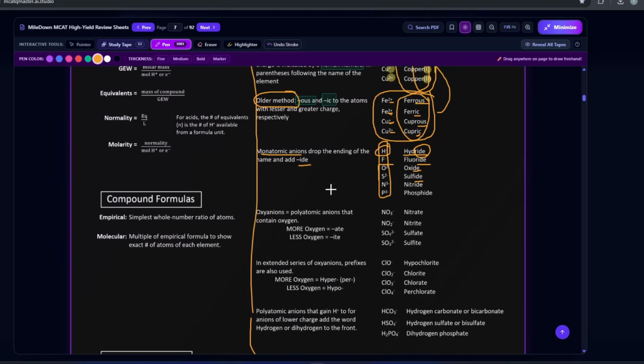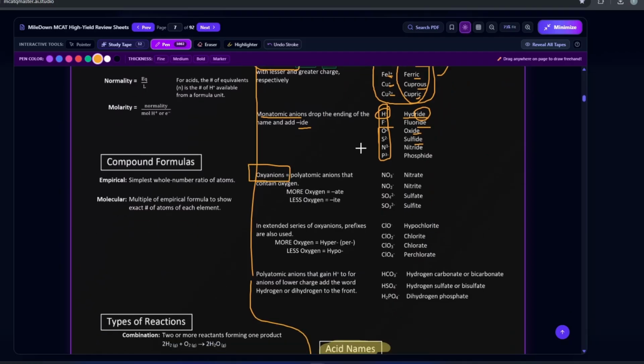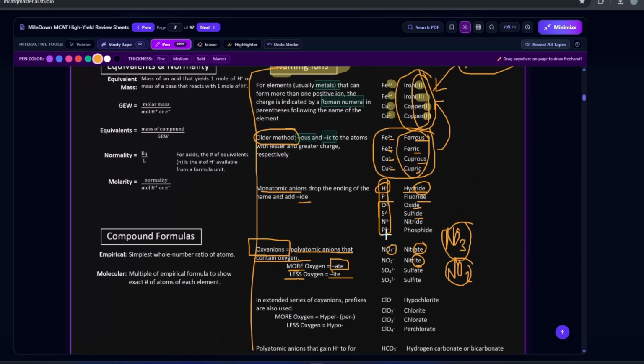all negatively charged. Now, oxyanions are polyatomic anions that contain oxygen. If you have more oxygen, you get "ate" as a suffix, and if you have less oxygen, you get "ite." So nitrate is NO3, right? But nitrite is NO2. So if you use "ite," it's less oxygen. If you use "ate," it's more oxygen. And you kind of have to memorize that.